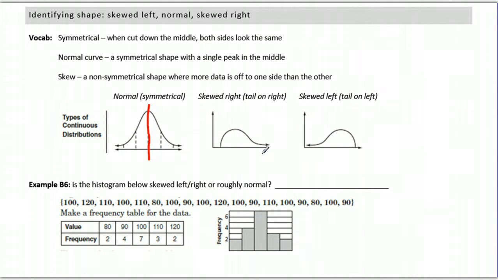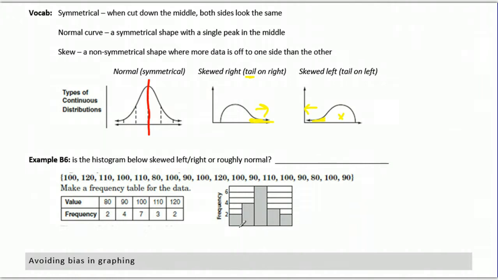Now, if you get confused with these like I always have, make sure you remember that the label for skew is with the tail, not the bulk of the data, the tail. So this is skewed to the right because the little right side has a tail. This one here is skewed to the left because the tail is on the left. It doesn't matter where most of the data is. Don't worry about that. Worry about where the tail is. So skewed right means it's got a tail this way, skewed left, tail this way.